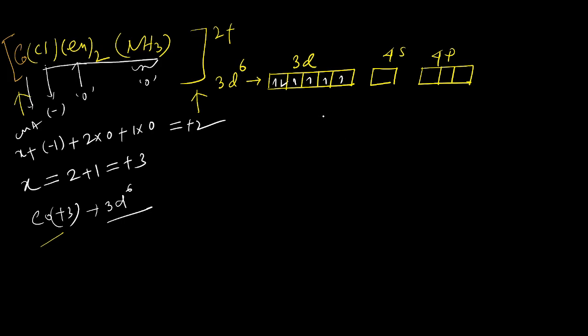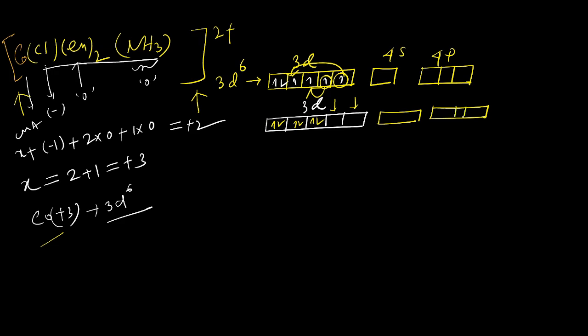When the incoming ligands come to cobalt 3 plus, then the 3d orbital electrons are rearranged to accommodate the incoming ligands, like this. This electron comes to this orbital, and this electron comes to this orbital, and all the electrons here become paired. These two orbitals become vacant to accommodate the incoming ligands, right?